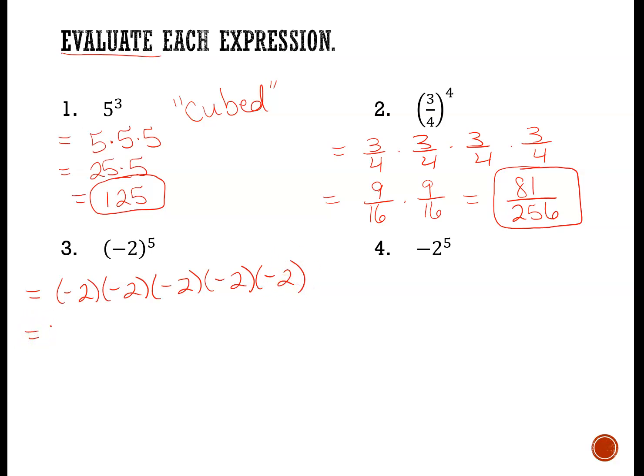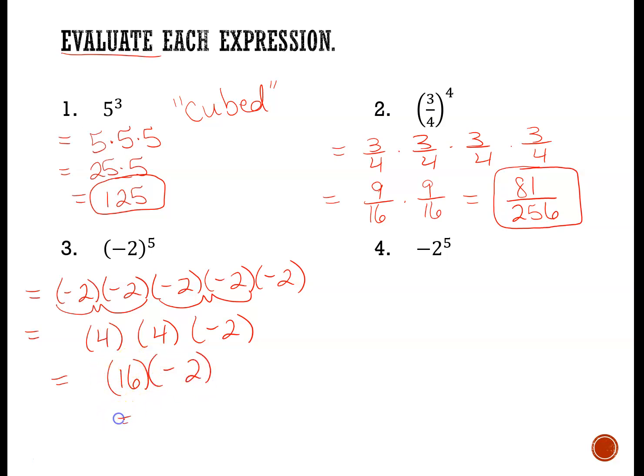And now we can multiply it all in one step, or we could go ahead and just start pairing up here. So if I do these two, that's going to equal a +4. And if I do these two, that's going to be 4. I'm going to drop down that last -2 there. And now I'll do 4 times 4. And then 16 times -2 would be -32.